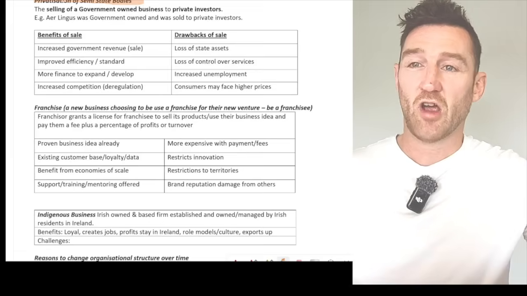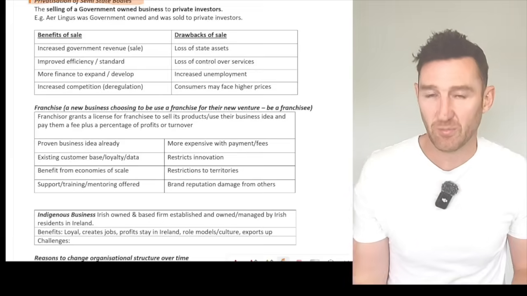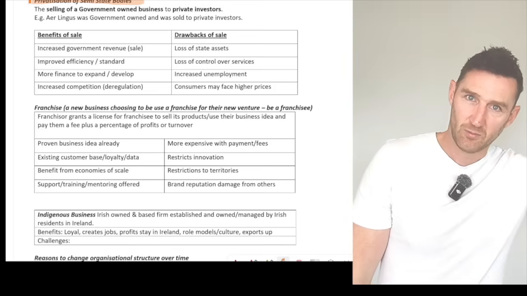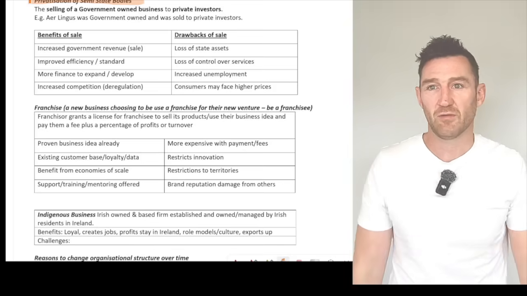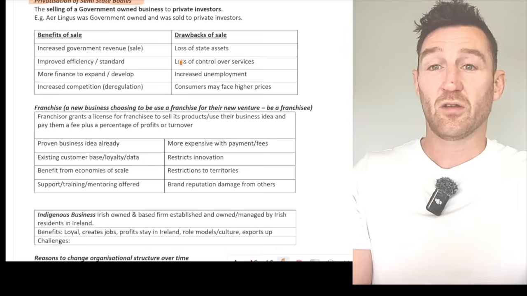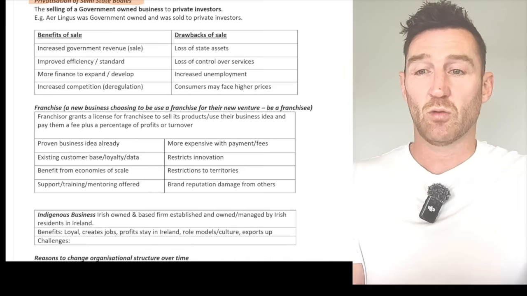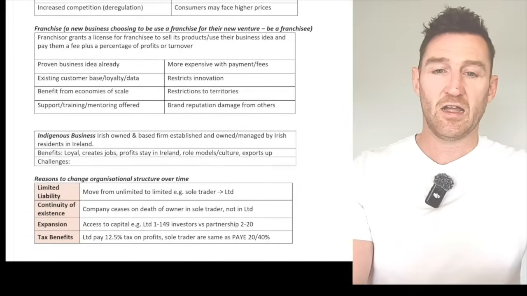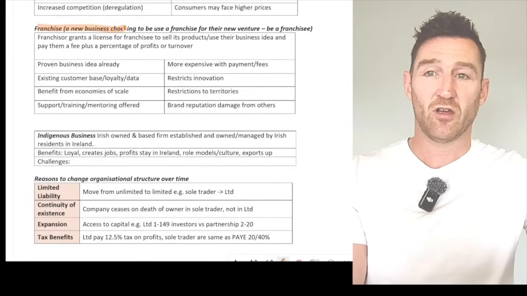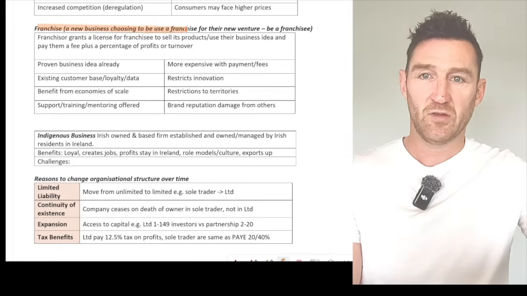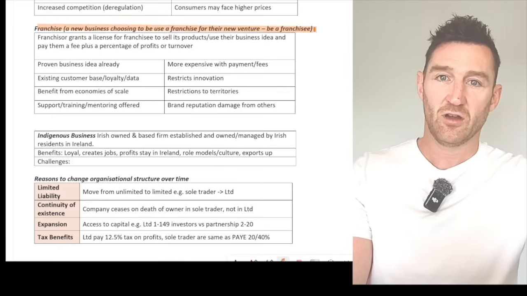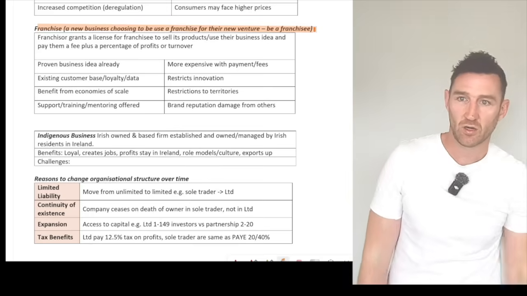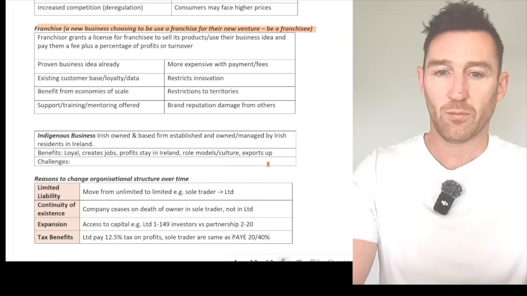This is worth knowing about, and it's up in the prediction videos. Privatisation, because it's topical. The government own a stake in AIB, and they are selling that stake back to the market, so to private investors. So certainly knowing the benefits and drawbacks of privatisation is probably worthwhile, it could creep up. Franchise, this is what I was saying earlier, this is the thing to be careful of. A new business choosing to be a franchise for their new venture is a franchisee. They're like an employee. They work for the franchisor as like an employer. So just make sure you don't mix those things up.